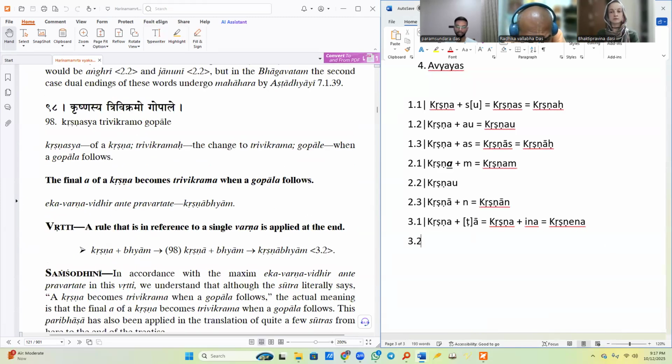Then Krishna plus Bhyam. Krishnasya Trivikrama Gopale: the final of Krishna becomes Trivikrama when a Gopala letter follows. Now is Bha a Gopala? Harigada, Harighosh, Harivenu, Harimitrani, Hashta Gopala. Yes, it is Gopala. So by this Sutra 98, this becomes Trivikrama. So we get Krishna Bhyam.